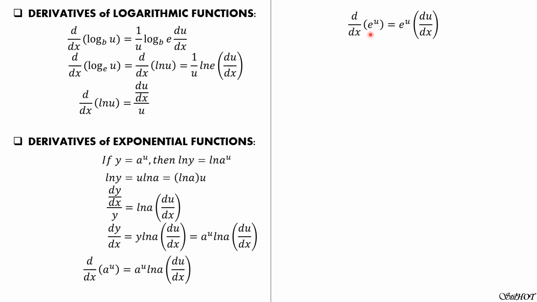So if it is derivative of e to the x, the derivative of e to the x is simply e to the x, because this becomes 1, dx over dx. Then we have derivative of e to the u in general is e to the u du/dx. Then let's have logarithmic differentiation.